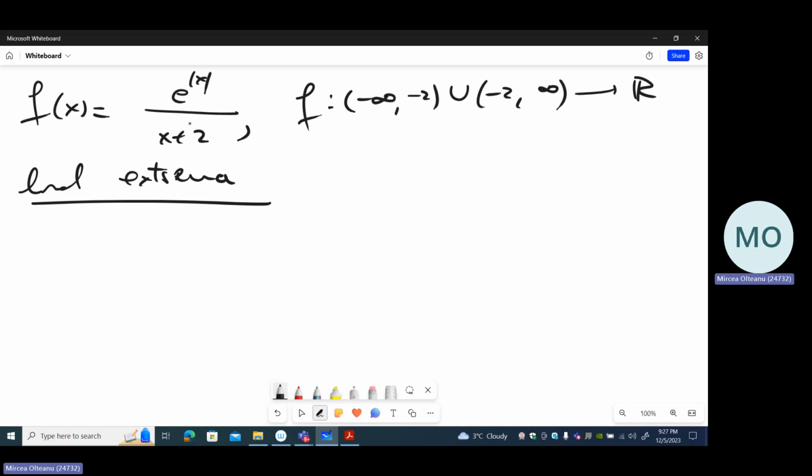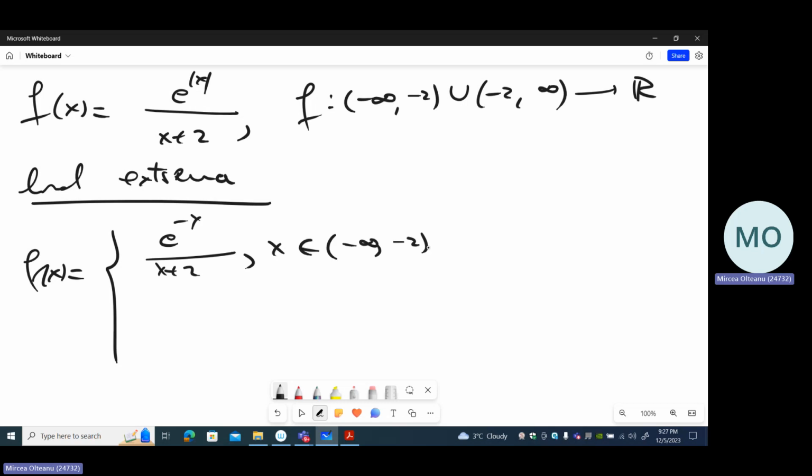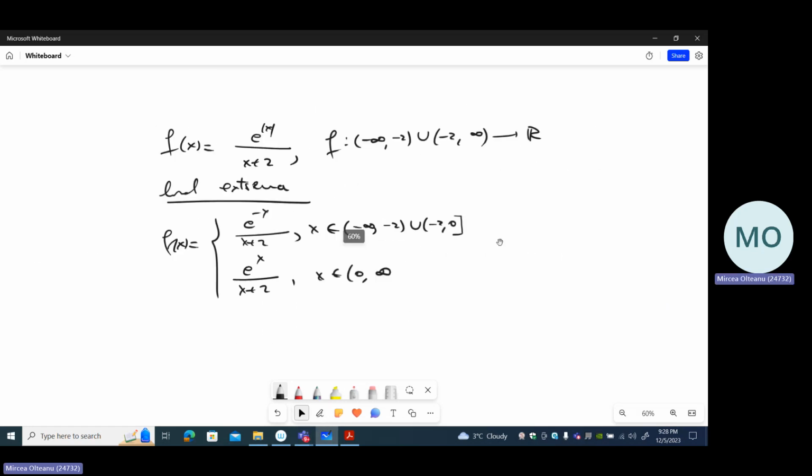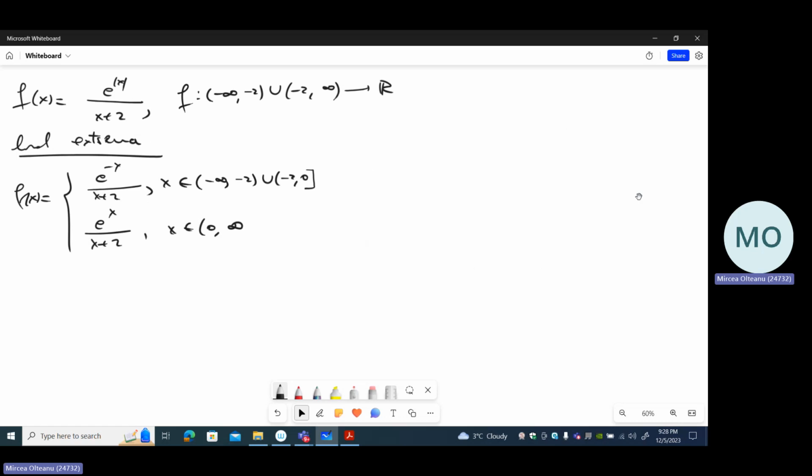Now, when we have functions with modules, the first step is always to explicit the module. So actually our function will be written as e to the power of minus x over x plus 2 if x belongs to minus infinity, minus 2 together with minus 2, 0. The function is defined at 0. We shall put here a closed interval, and e to the power of x over x plus 2 when x belongs to 0, infinity. Attention, at minus 2 it is not defined, but at 0 it is defined.